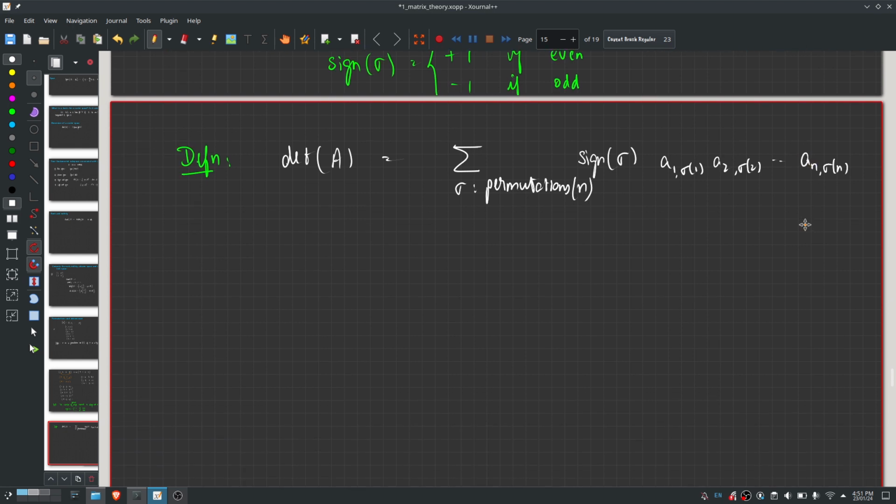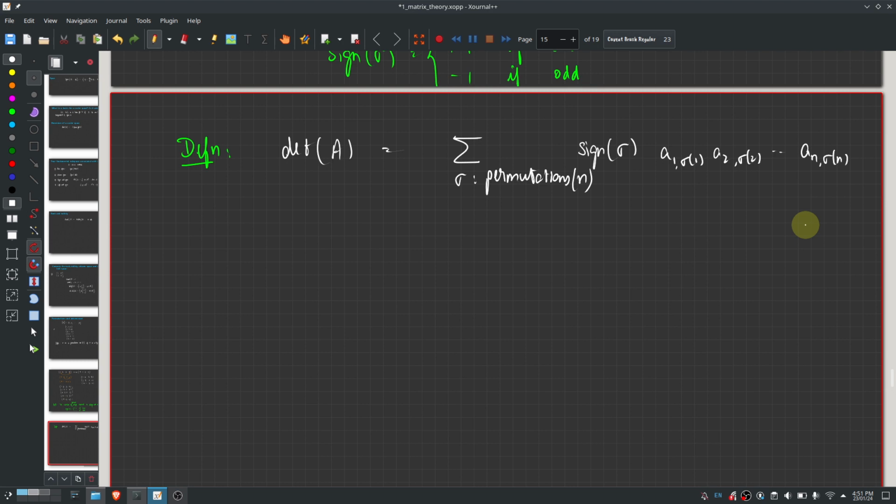Okay, again let's take the simple 2 by 2 case. I have a matrix A which is equal to a11, a12, a21, a22. The determinant of A, you already know a formula for this. That's equal to a11, a22 minus a12, a21.